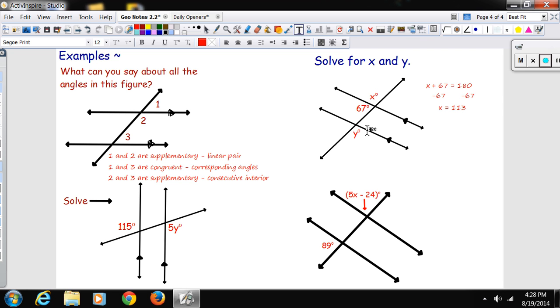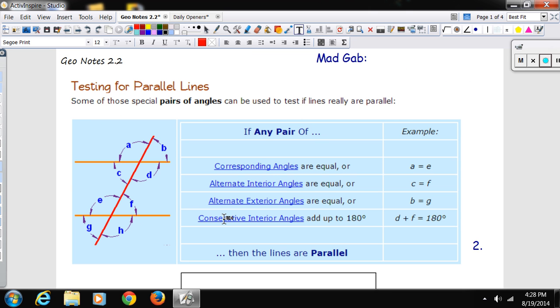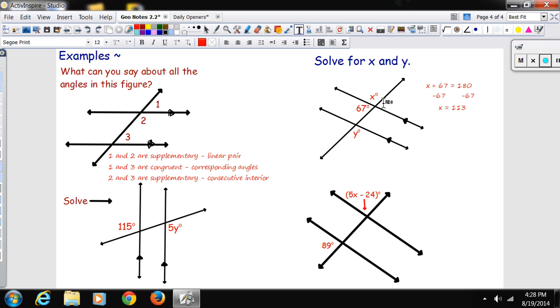Now, what do we know about x and y? Well, x is up here in the top left, and y is down here in the bottom right. They're alternating, and they're exterior. And if you look back a couple of slides, alternate exterior angles are equal if the lines are parallel. So that means that if x is 113, it means y is also equal to 113. So that would be alternate exterior angles. So that was number 2 there.